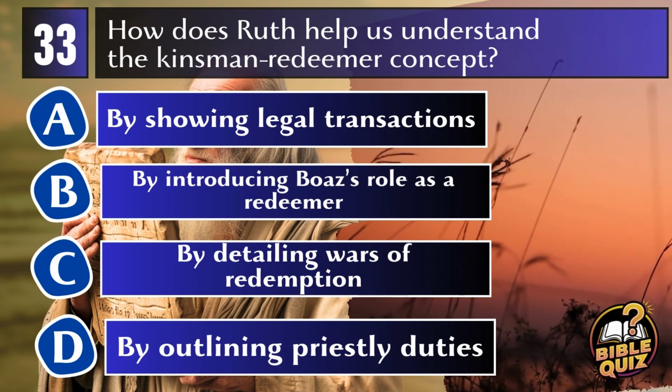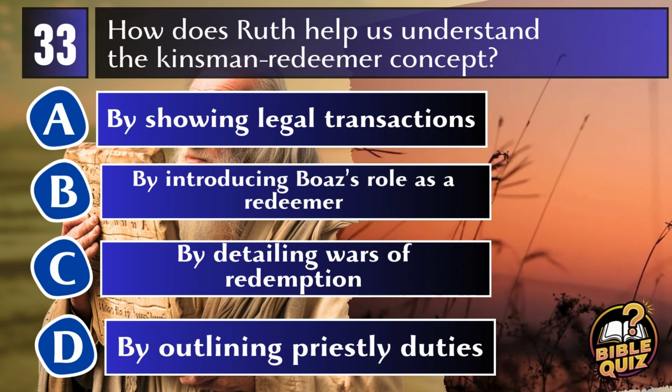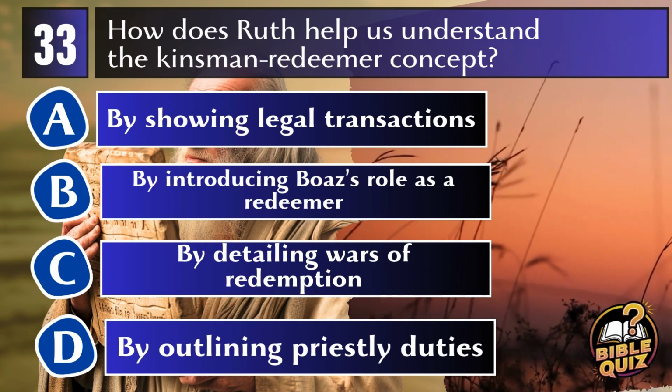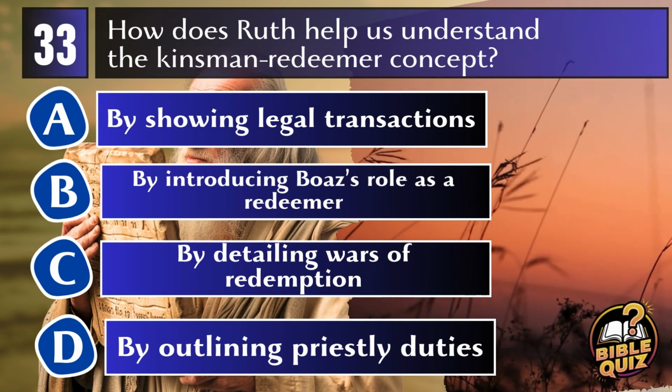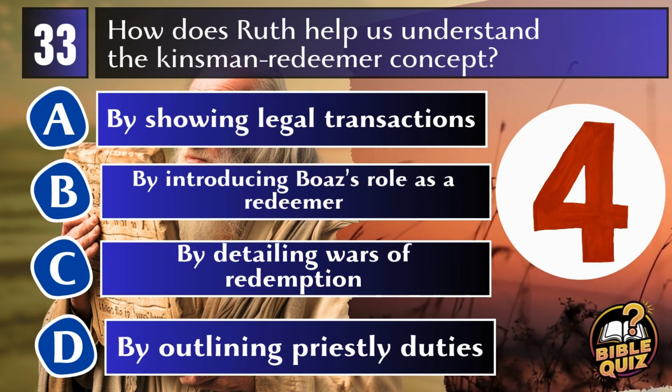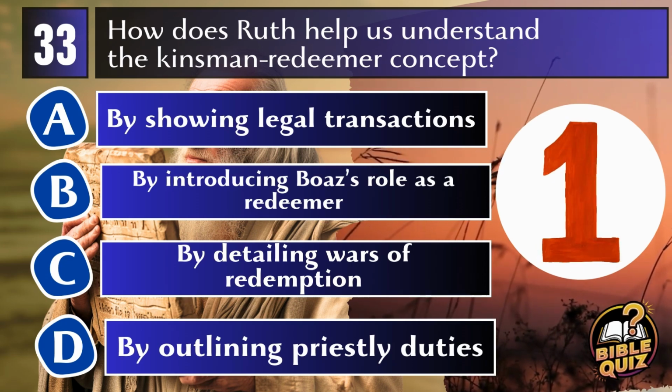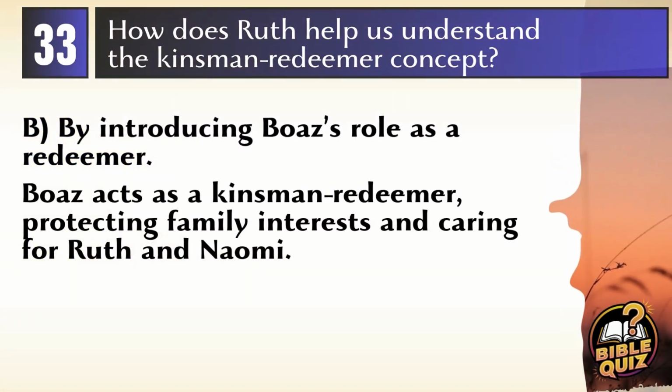A. By showing legal transactions in Israel. B. By introducing Boaz's role as a redeemer. C. By detailing the wars of redemption. D. By outlining priestly duties. Answer. B. By introducing Boaz's role as a redeemer. The Book of Ruth contributes significantly to the understanding of the kinsman-redeemer concept through Boaz, who acts as a redeemer to Ruth and Naomi, fulfilling his duty to protect the interests of family members in need.